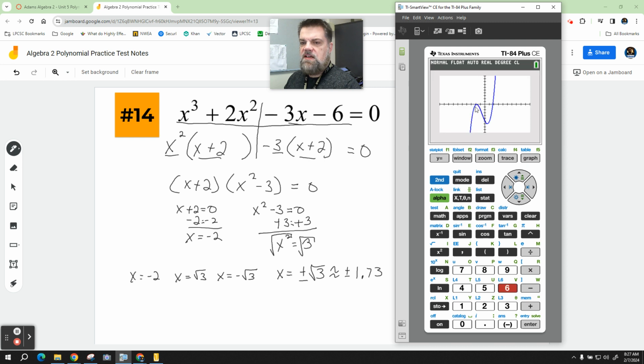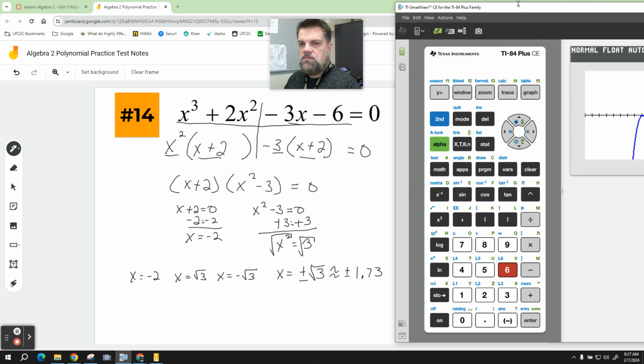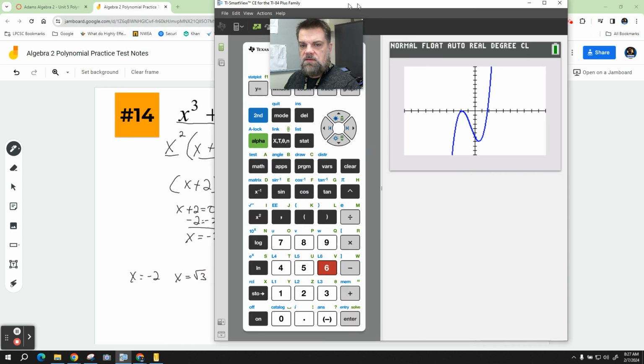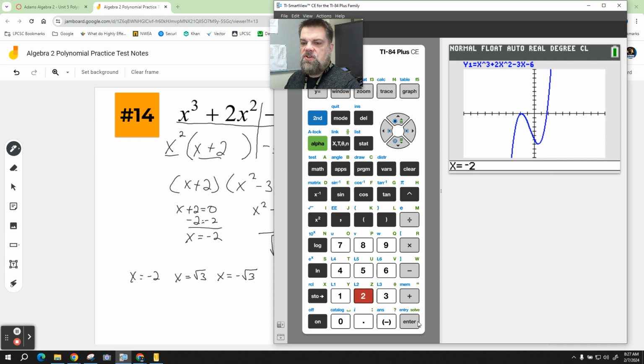And I see that it looks like it touches at negative 2. Or actually, no. Where does it touch at? I'm going to have to zoom in a little better. Well, let me just make this big, so I can see it better. Okay, it looks like it crosses at negative 2, doesn't it? So I'm going to hit trace negative 2 just to verify. Yeah, it does, doesn't it?